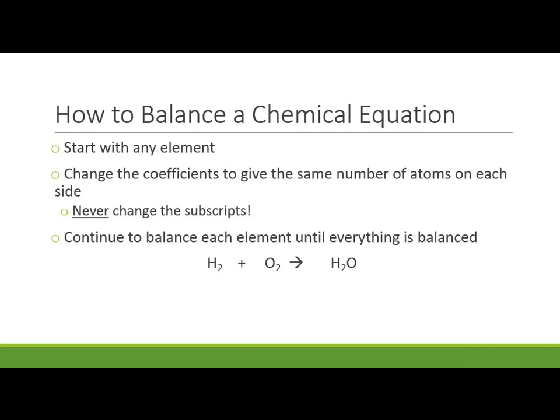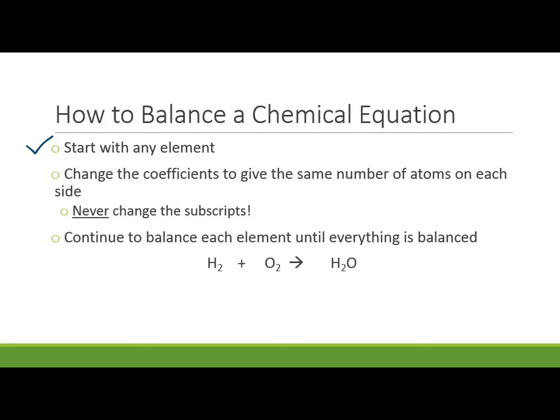The first thing I do is start with any element that I want. It really doesn't matter which one you start with, as long as you work your way through each and every element. Some people like to make tables to illustrate this. As you practice, you'll find a couple of tips. Personally, I always leave oxygen for the very end. I find that it's kind of a pain. It's all over the place in our chemical equations, so I leave it to the end. But you could start with it and figure it out from there, and that would be totally fine.